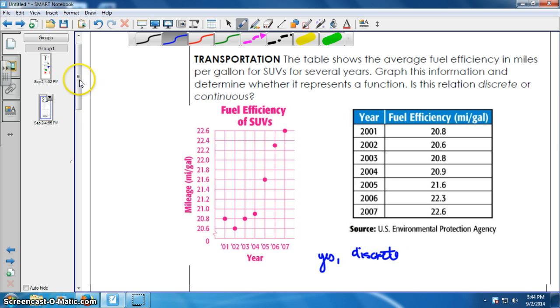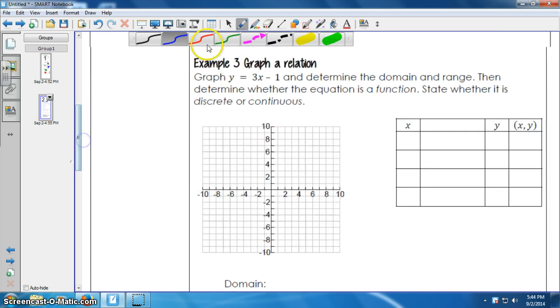All right, the next one. So this one we're going to go ahead and plug in some points into our function or equation. So let's go ahead and plug in -2, -1, 0, and 1. So when we plug that in, we just replace the x with the number that we came up with. So -6 minus 1 is -7. So our x value we plugged in was -2. Our output, or our y value, was -7. So that's our coordinate pair. And we repeat that for the rest of them.